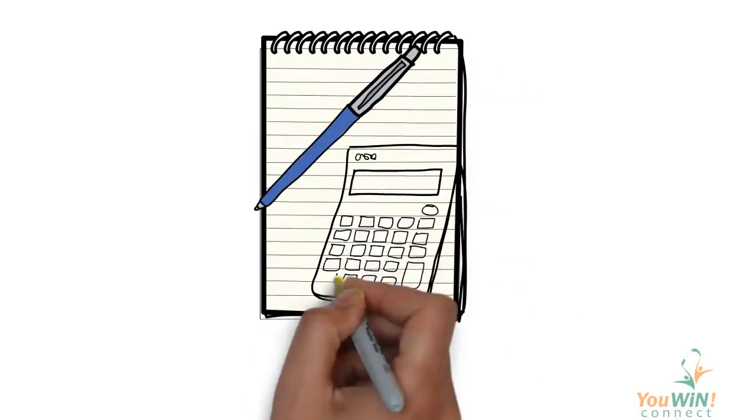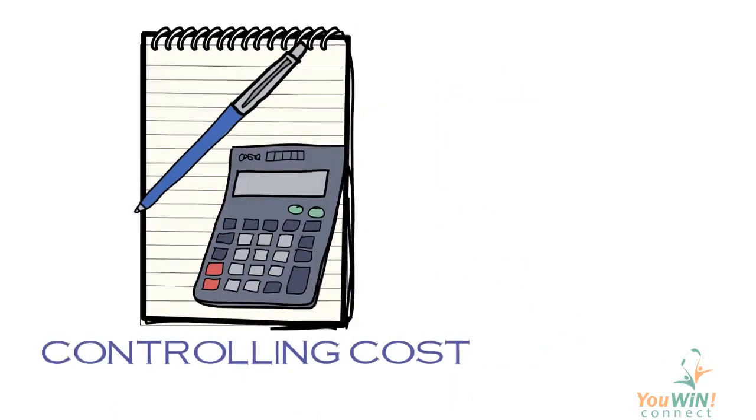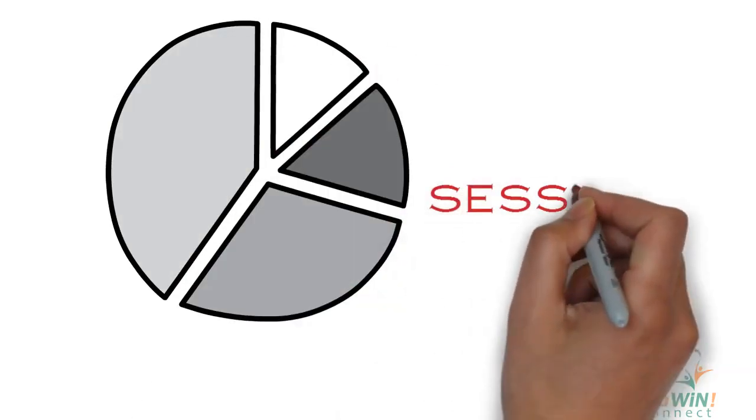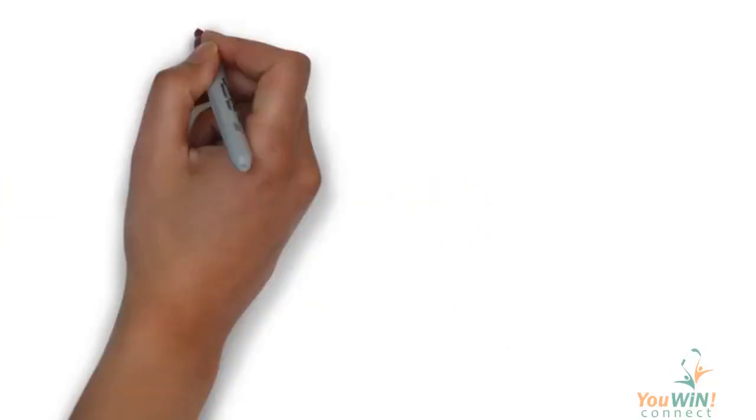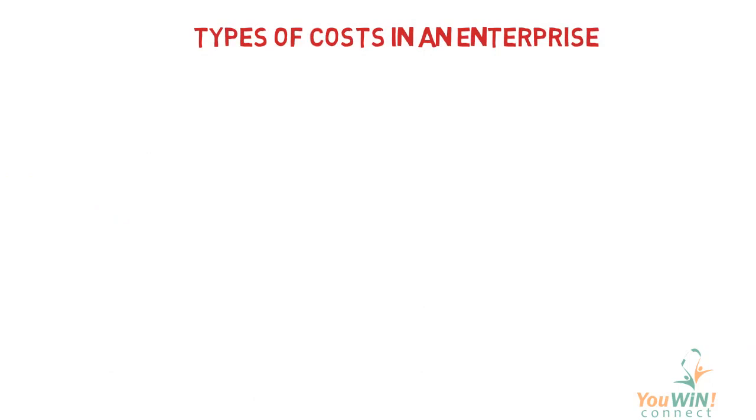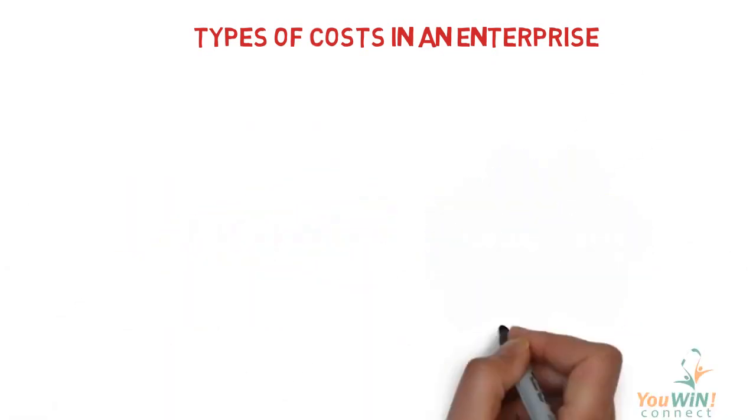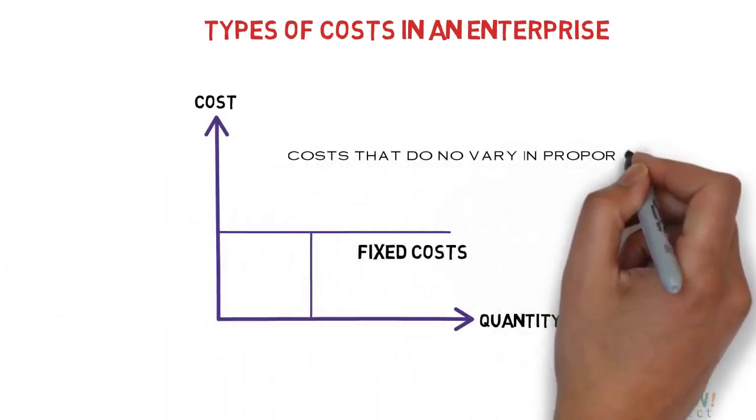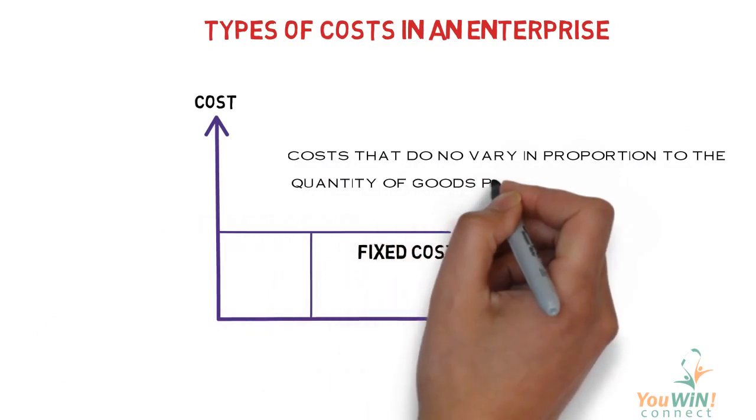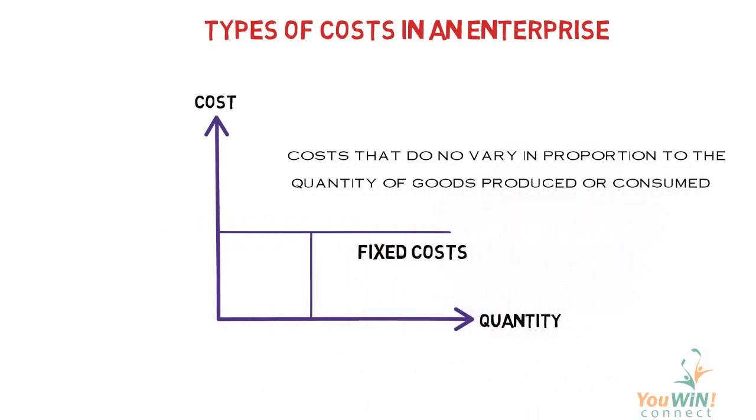Now we go to section 2, controlling cost. This section is broken down into sessions. The first session, we are going to look at types of costs in an enterprise. There are 2 types of costs we are going to focus on: fixed cost and variable cost. Fixed costs are costs that do not vary in proportion to the quantity of goods produced or consumed.